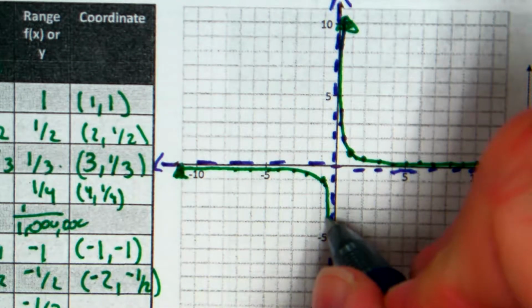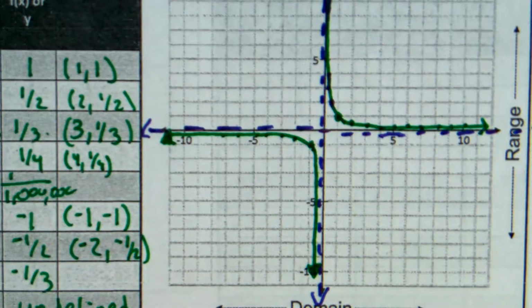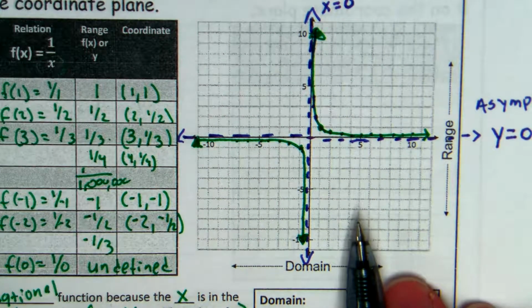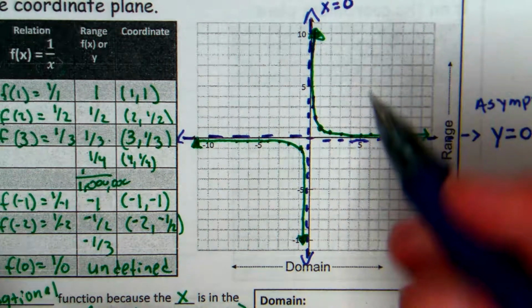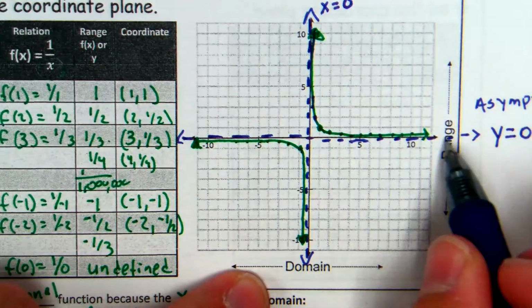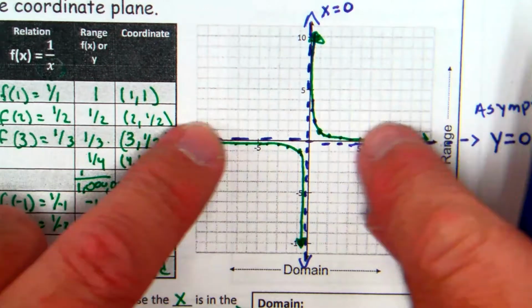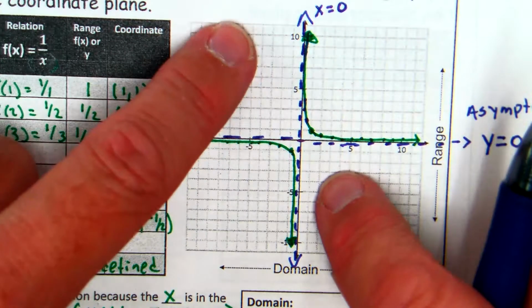If I were to do this with negatives, which I won't for the sake of time, you're going to find that the same thing happens on the other side of your graph. This is the basic shape of every rational function. Every rational function will have a vertical asymptote and a horizontal asymptote, and they'll make these two curves that look kind of like this. Now, sometimes the curves will be in different quadrants.